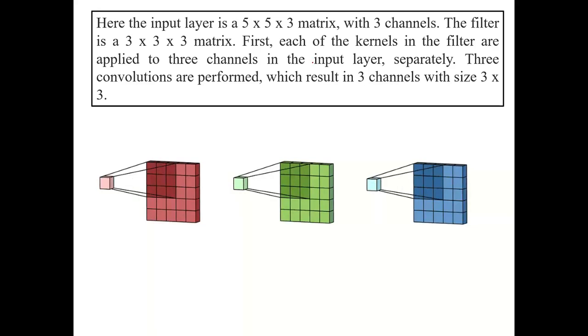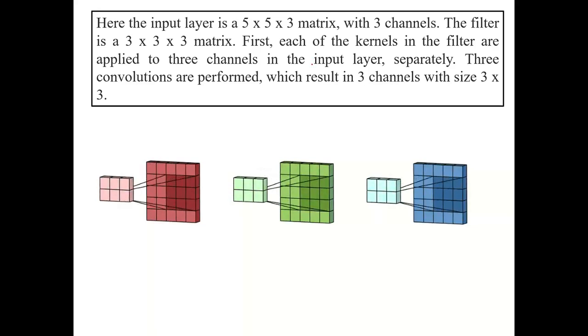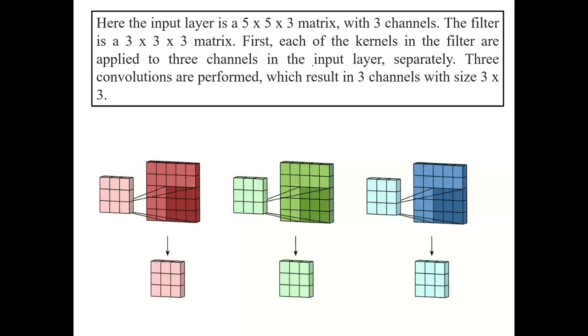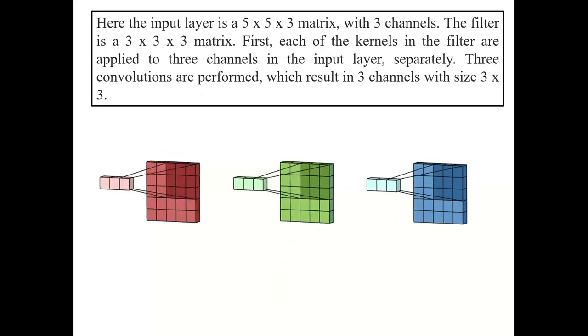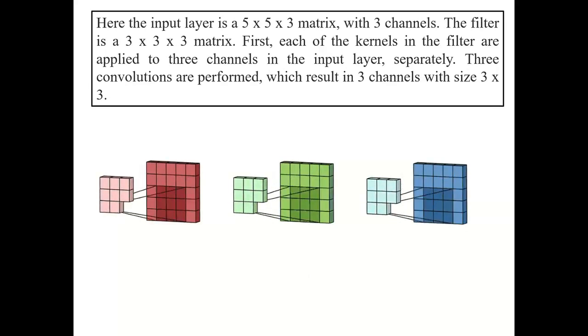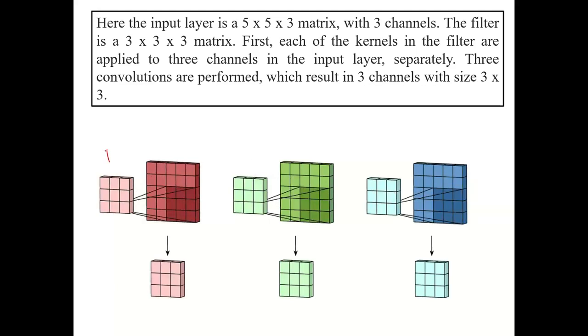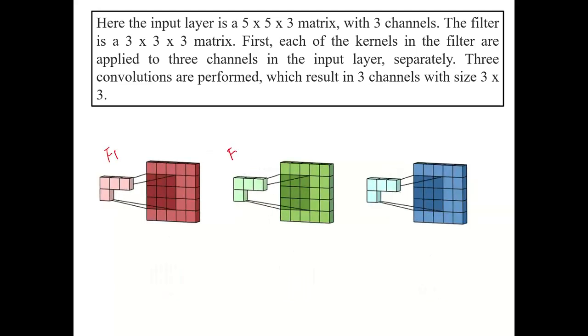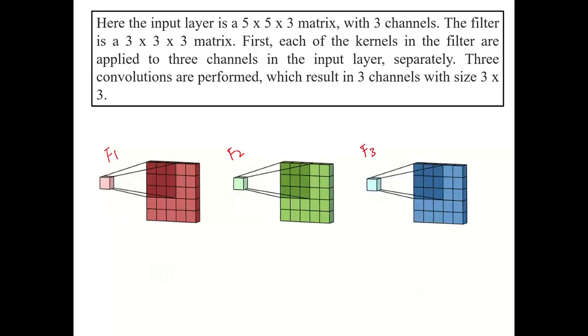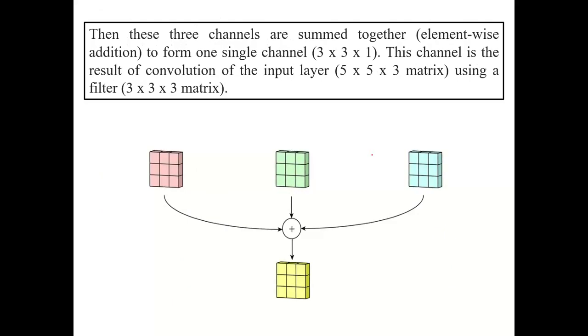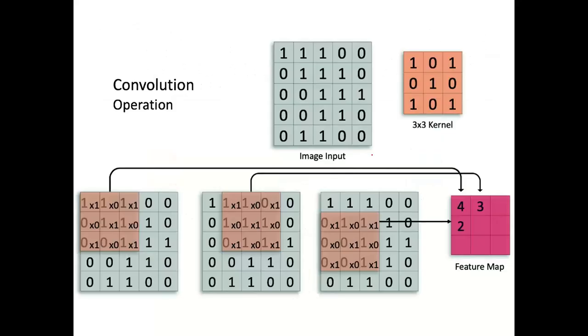First, each kernel in the filter is applied to the 3 channels, and then they are summed and converted into a single channel, like that. Here we are mapping the 3 feature maps: F1 filter, F2 filter, and F3 filter, and then everything is combined, like that. 3x3 kernel. I think you people understand.